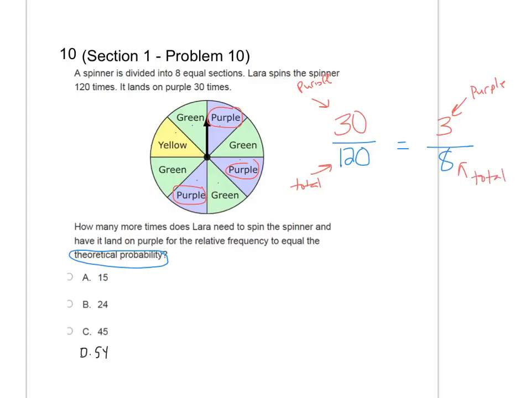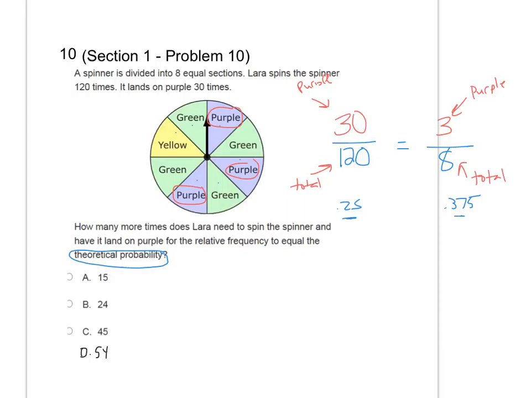So right now, we can see that it's not quite exactly perfect, because 30 over 120 is equal to 0.25. So that means 25% of the time she spun it, it landed on purple. But when you do 3 over 8, it equals 0.375. So we know that her number is smaller than what the actual one should be.